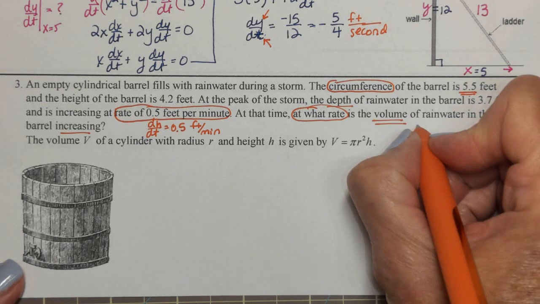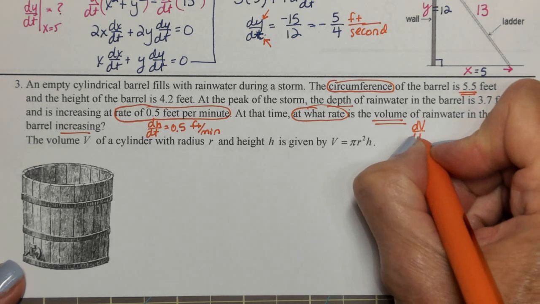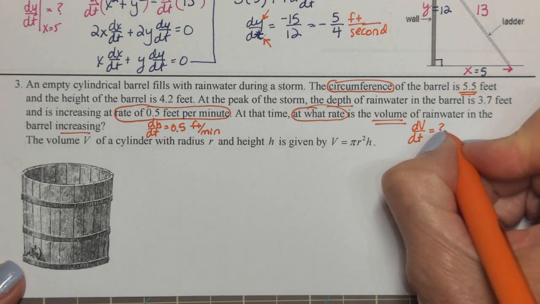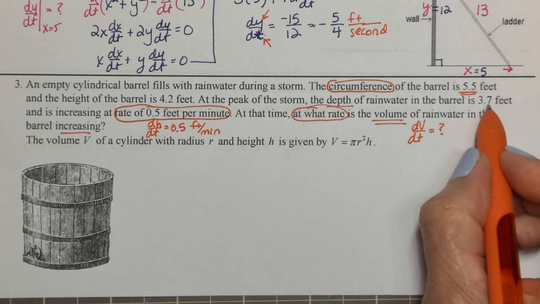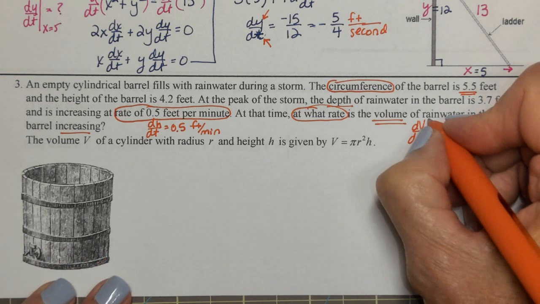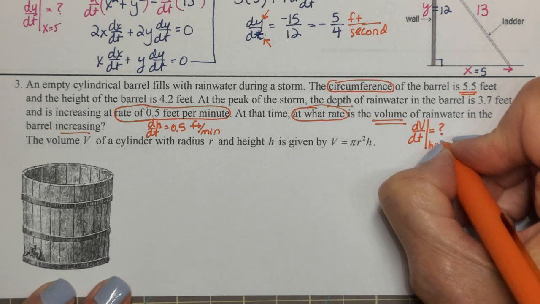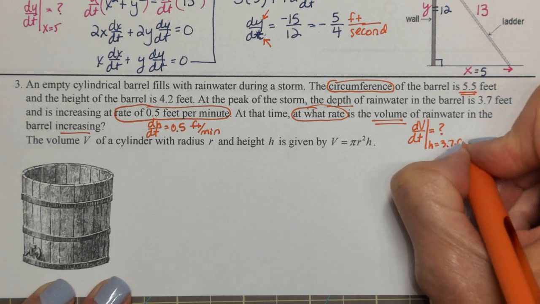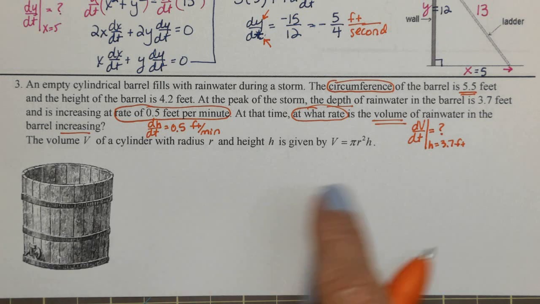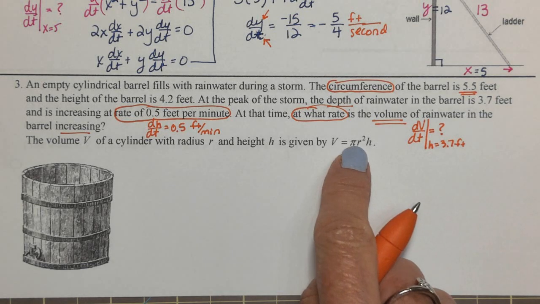But I do want dV/dt. I want dV/dt at that exact moment when the height is 3.7 feet. So actually at h equals 3.7 feet. That's what I want. Okay? So the radius here is not changing. Well, what is the radius then? If it's not changing, I need to know what it is because it's right there in my formula.